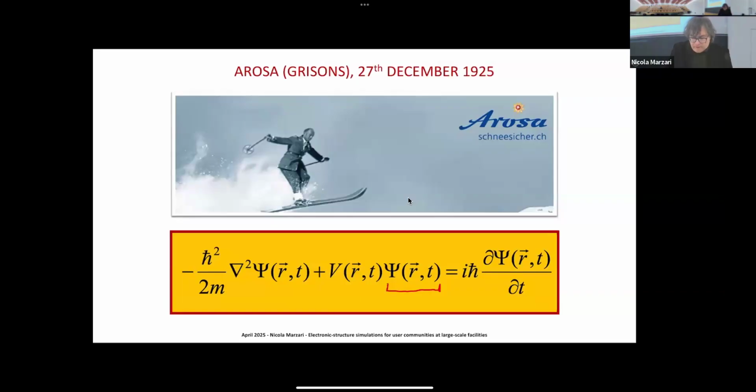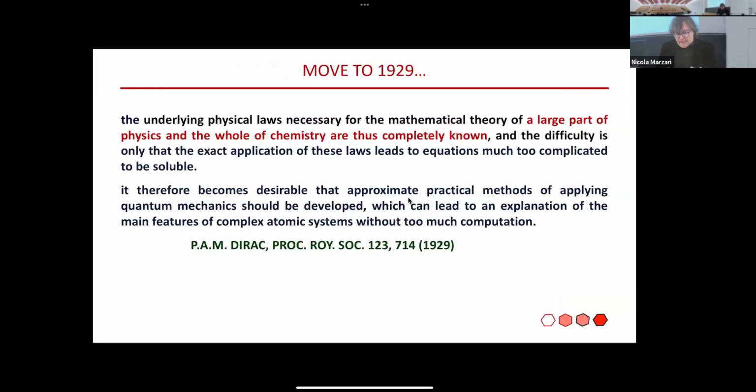But let's say 1925, Schrödinger equation, great excitement. So all of a sudden, the entire community worldwide is energized. And 4 years later, Paul Dirac, who was also half Swiss and half British, writes this famous statement: the underlying physical laws necessary for the mathematical theory of a large part of physics and the whole of chemistry are thus completely known. And so the only challenge is actually solving this equation, because the exact solution is too complicated.